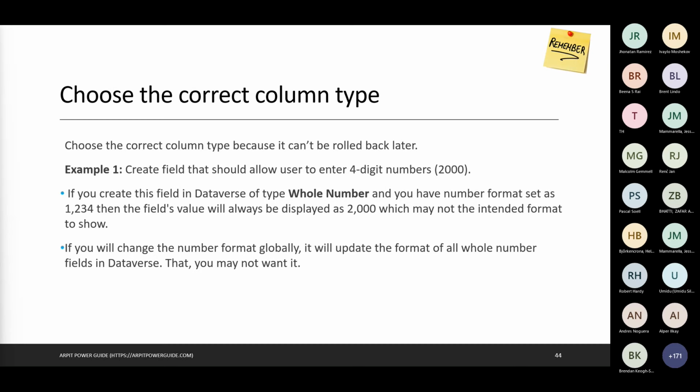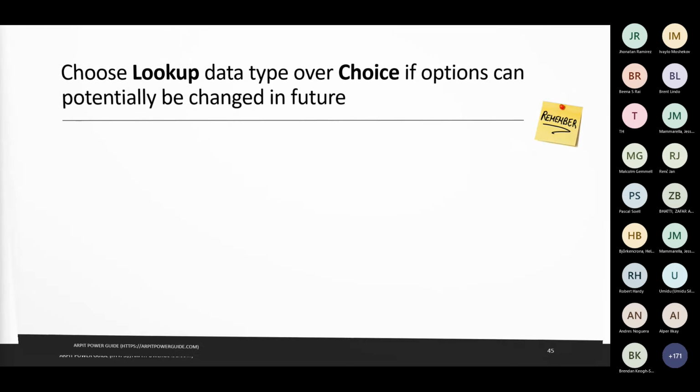This can be done in the initial phase of the project, but if later on you get this kind of requirement, then it will be very difficult to roll that back, right? Because a whole number field has a specific format, but if you don't want to put some sort of format in a particular field, then you cannot choose the whole number type of field. Okay, so this is one scenario where you have to choose the correct column type.